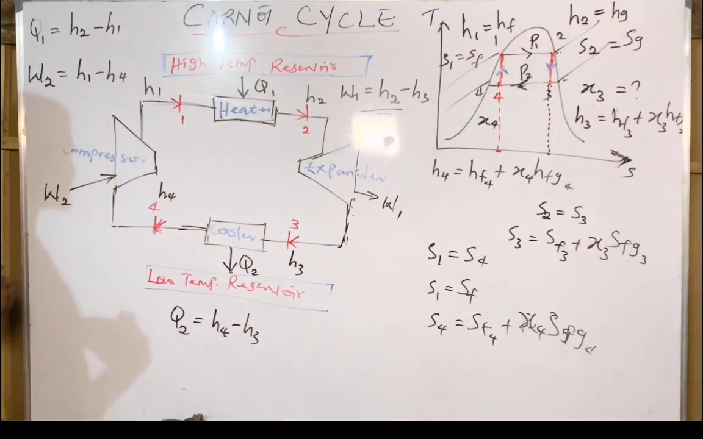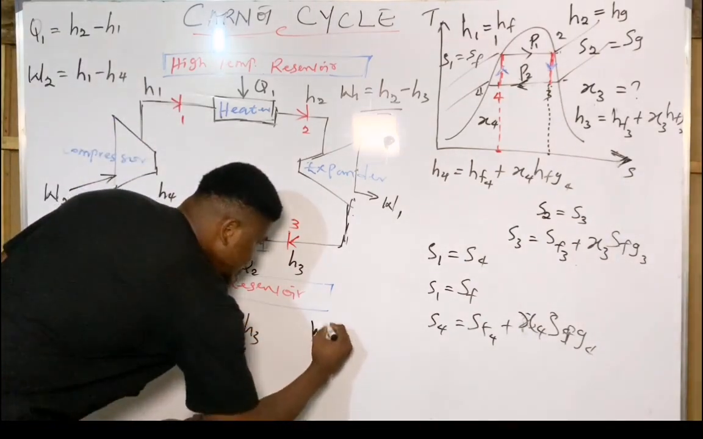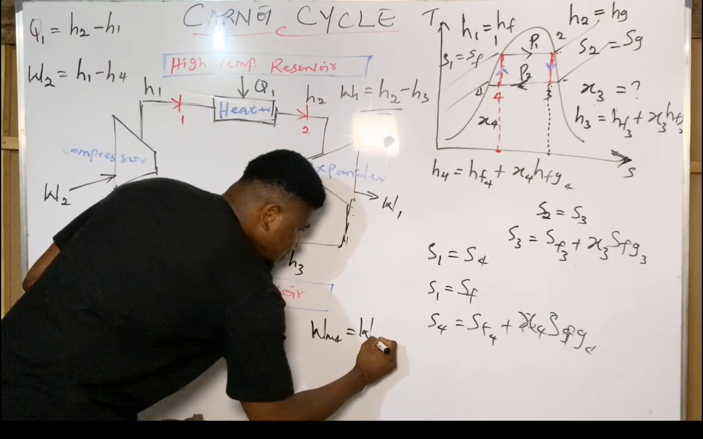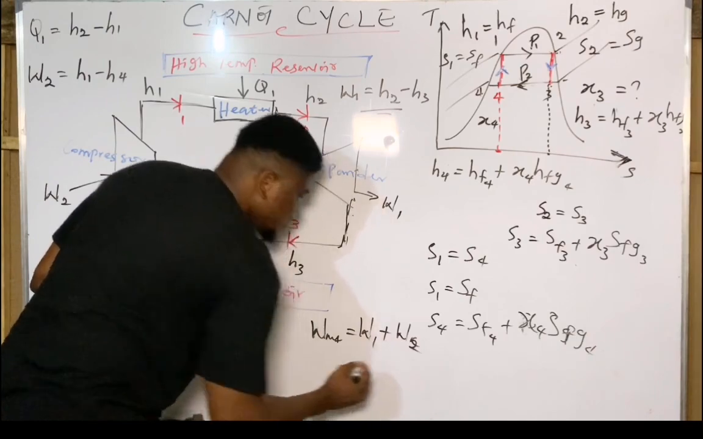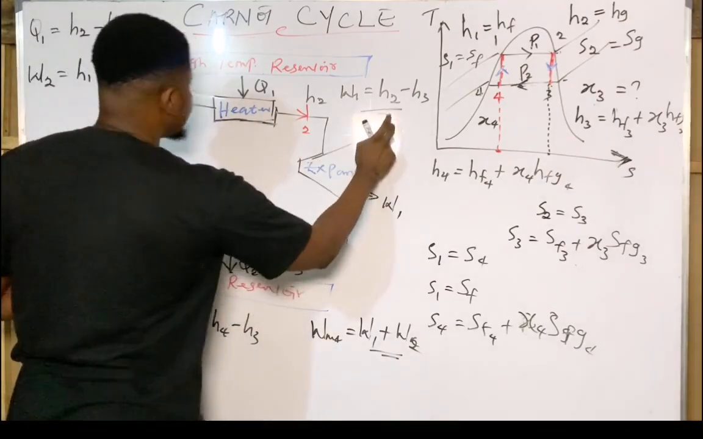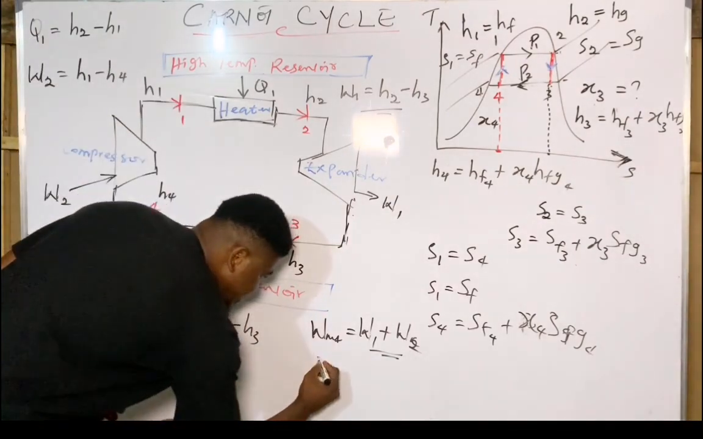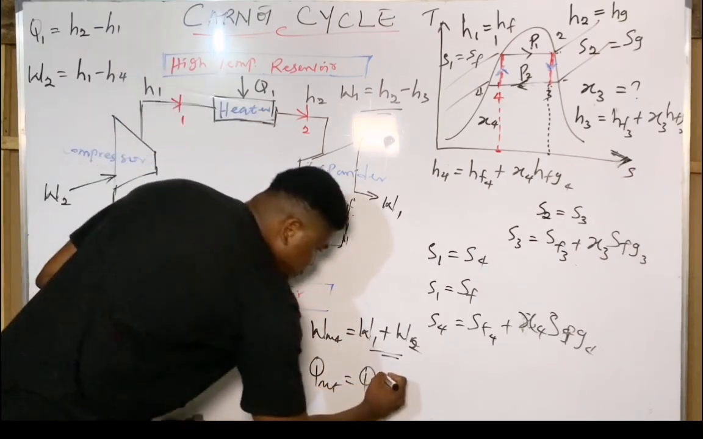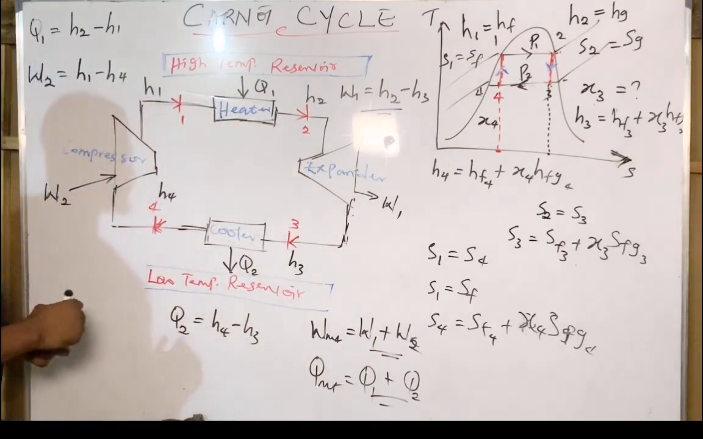Another key question you can be asked in the Carnot cycle is the net work. The net work is simple. It's simply equal to the work done by the expander, which is W1, plus the work done by the compressor, which is W2. So you simply sum these two equations for work done, and you have your net work. Similarly, the net heat is simply the heat supplied from the high temperature reservoir plus the heat removed to the low temperature reservoir, and this gives us our net heat.